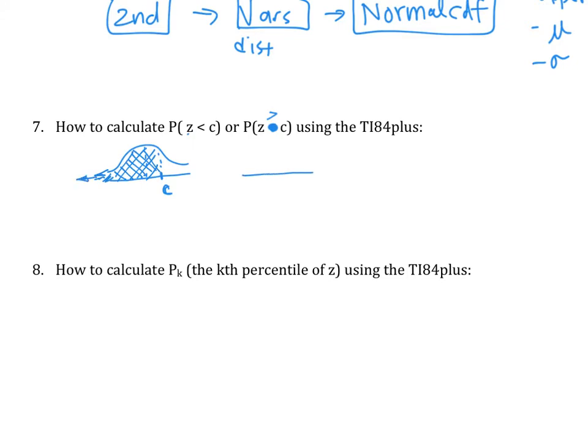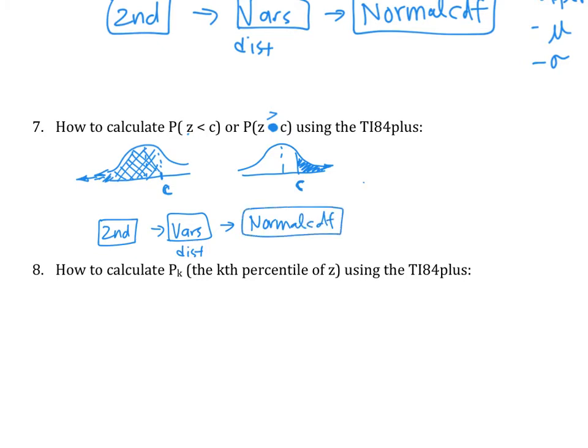Same here. If I want to look at the probability z-score is bigger than C, I don't know where C is, so I'm going to make it up. C is here. Bigger than C is to the right, but it goes on forever. So there are cases where it goes on forever either to the left or to the right. It's not bounded. In this case, what we're going to do is press second, then go to vars, which is the distribution. Same thing, normal CDF: lower, upper, mu, and sigma.